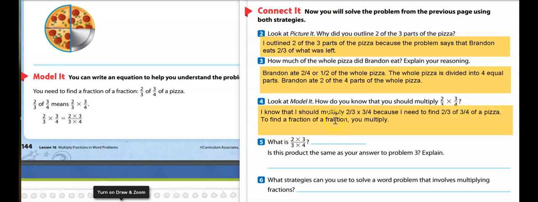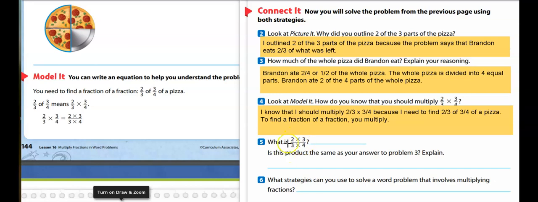To find a fraction of a fraction, you multiply. So again, you always have to multiply when you have to find a fraction of a fraction. So for 2/3 of 3/4 of a pizza, we will multiply. What is 2/3 times 3/4?